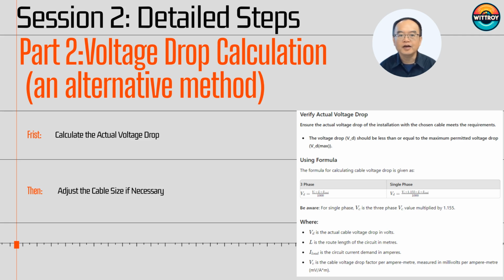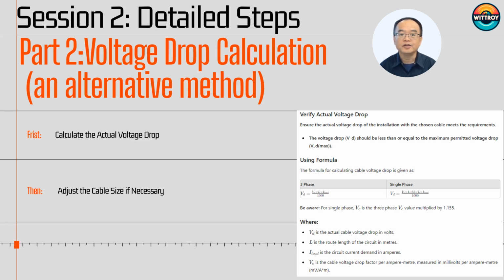Using the formula for calculating cable volt drop, for three-phase systems, calculate the actual voltage drop by multiplying the cable volt drop factor by the route length of the circuit in meters and the circuit current demand in amperes, then dividing by 1000. For single-phase systems, calculate the actual voltage drop similarly but also include a factor of 1.155 in the numerator. Then adjust the cable size if necessary.